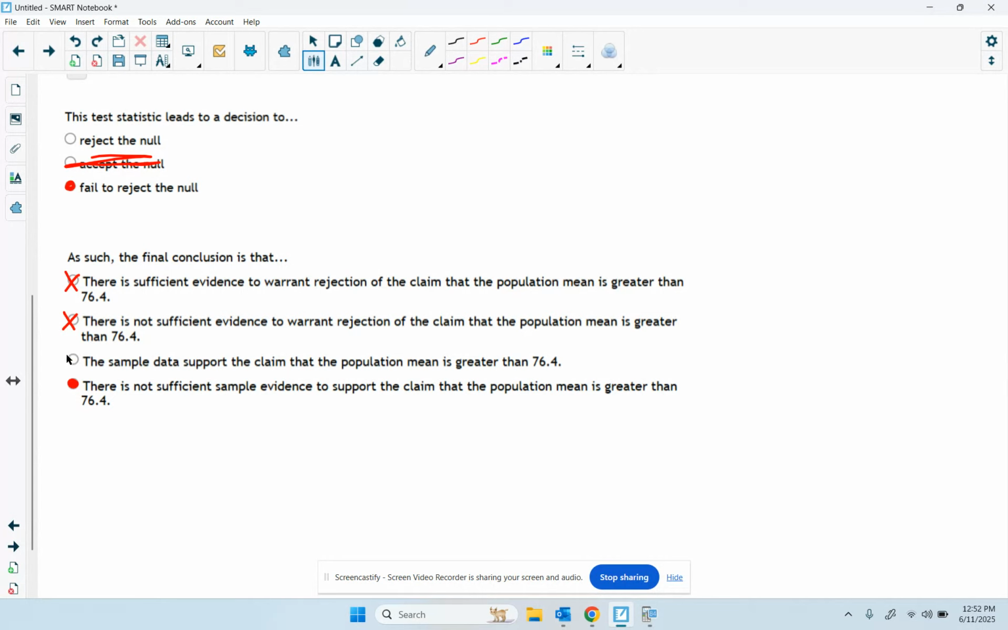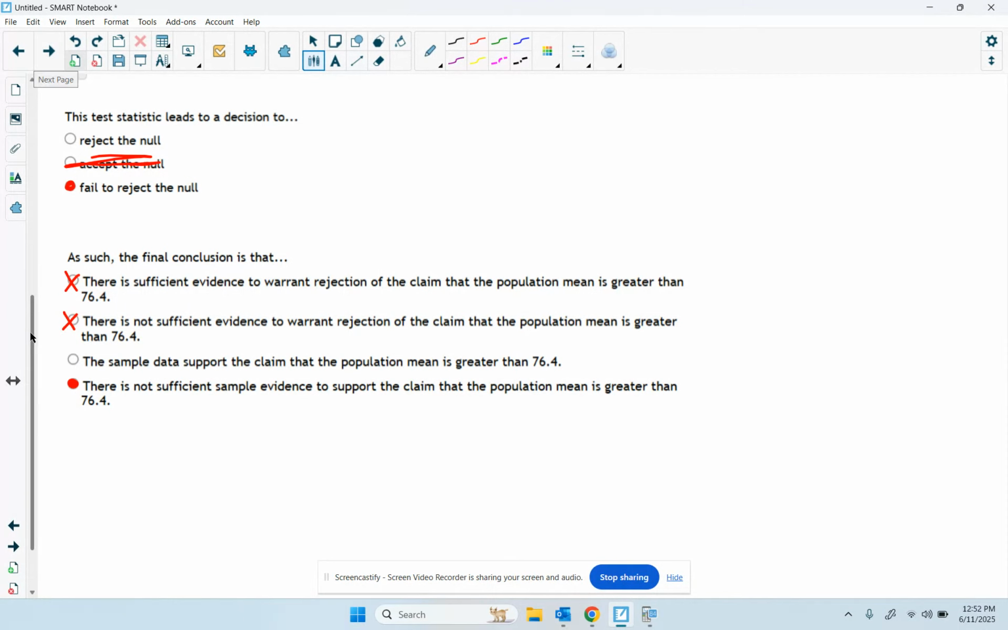So if we did get a p-value that was lower and we rejected the null, the answer would be this one. The sample data supports the claim that the population mean is greater. The only other way you can write it is that there's not enough evidence to show that the population mean is greater. So there's your answer there.